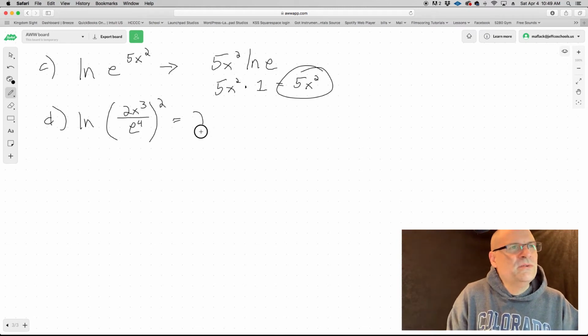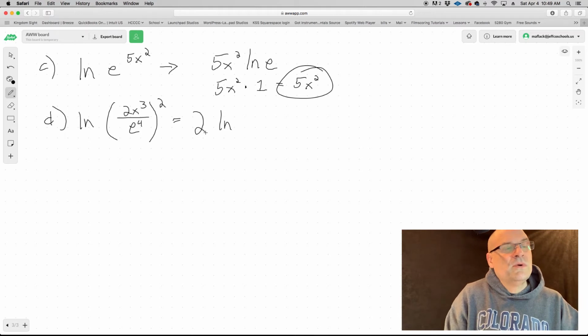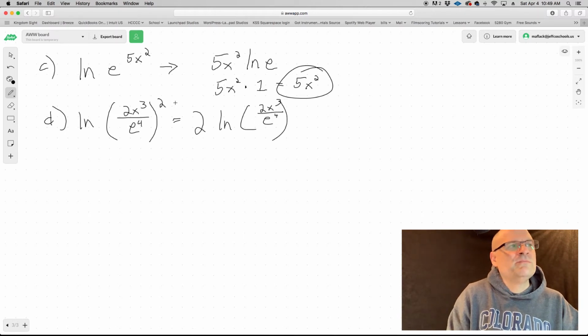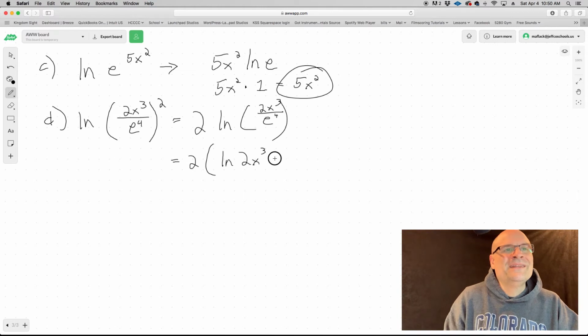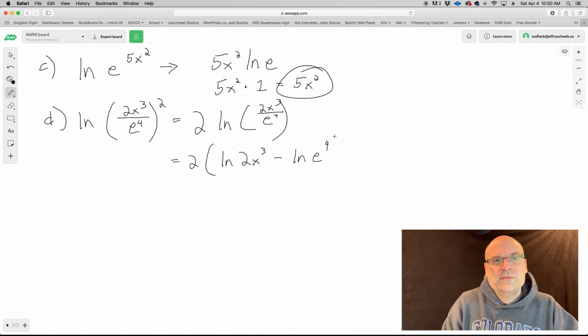So this is going to be 2 times the natural log. Then we have this quotient there. But let's just do it one step at a time. 2x cubed over e to the 4th. So whenever you have a power, you can just bring it out in front and multiply it. So this is 2 times this thing. Well, this thing is a quotient, right? So we've got natural log of 2x cubed minus natural log of e to the 4th. All right, so far so good. So we have to keep these in parentheses because this is 2 times this whole thing. Well, this whole thing represents this. Okay, so now we're gonna do this guy.